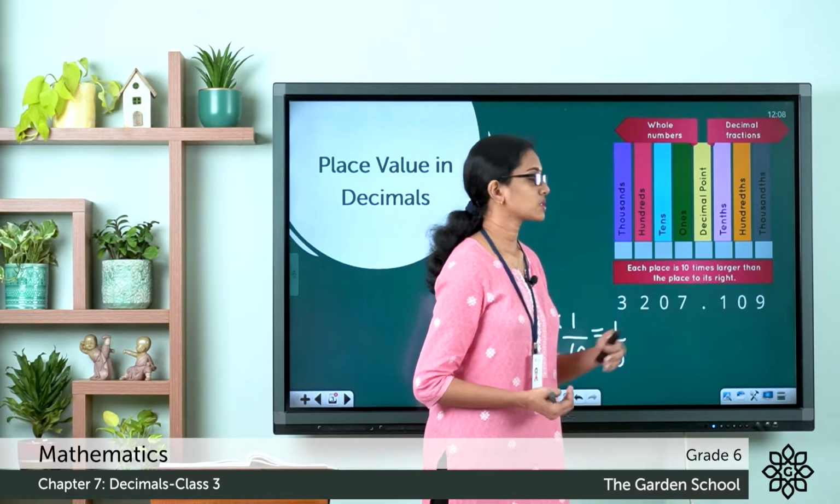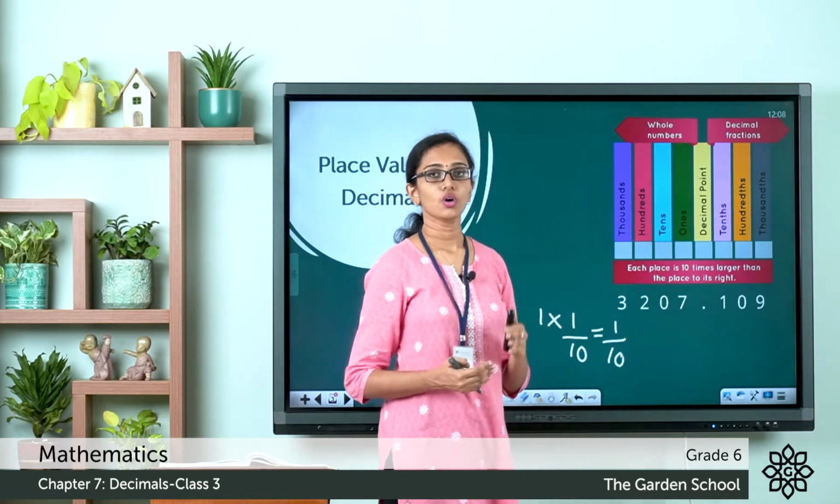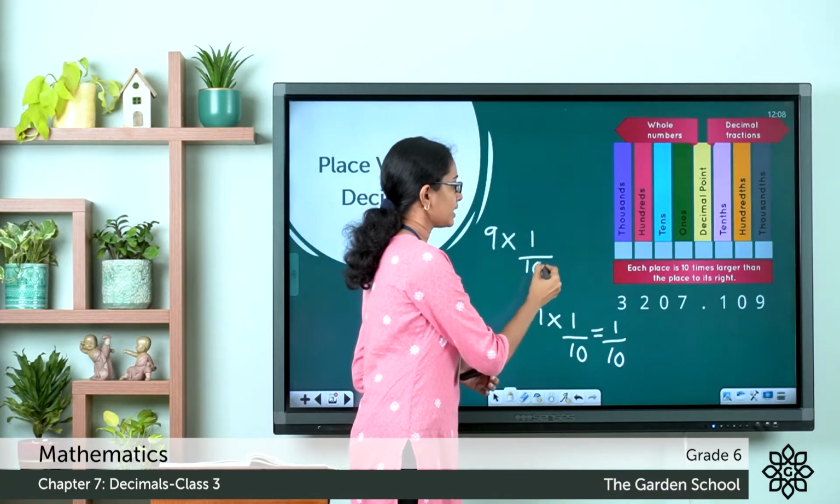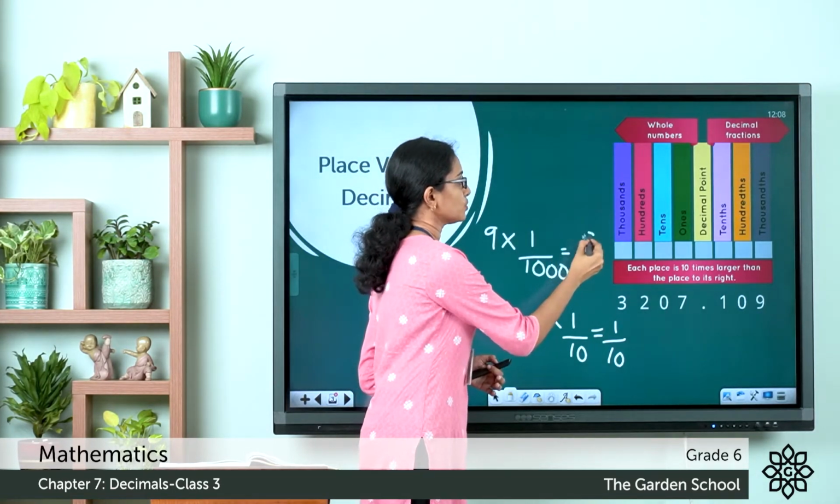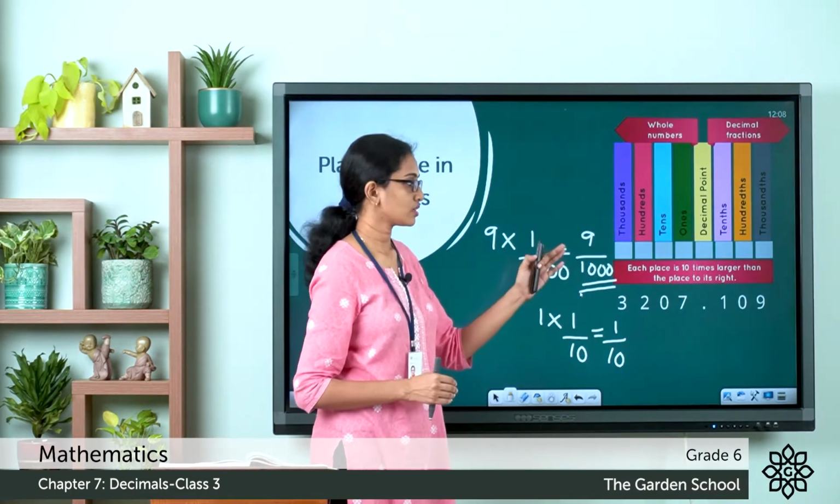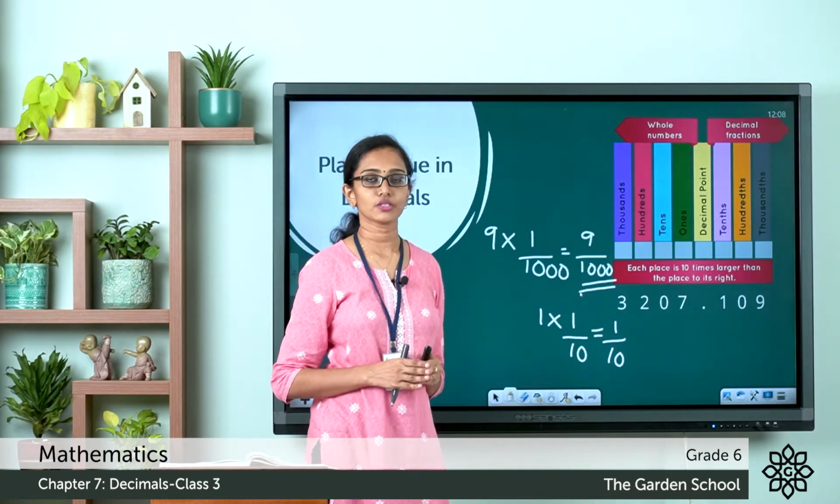Now, what about the place value of this 9? 9 is in the thousandths place. So its place value will be 9 into 1/1000, which is equal to 9/1000. I hope the concept of place value in the case of decimal numbers is clear to you.